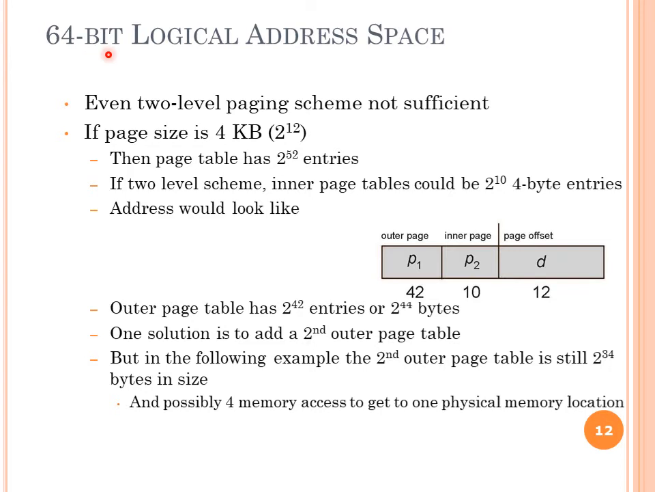Now we'll consider another example of a 64-bit logical address space. Even a two level paging scheme is not sufficient here. If the page size is 4 KB, then it requires 12 bits for the offset. Then the page table has 2 raised to 52 entries. So here the 2-level scheme has an inner page table of 2 raised to 10. Then the address would look like this. So 42 bits are used for the outer page table, 10 bits are used for the inner page table, and 12 bits are used for the displacement.